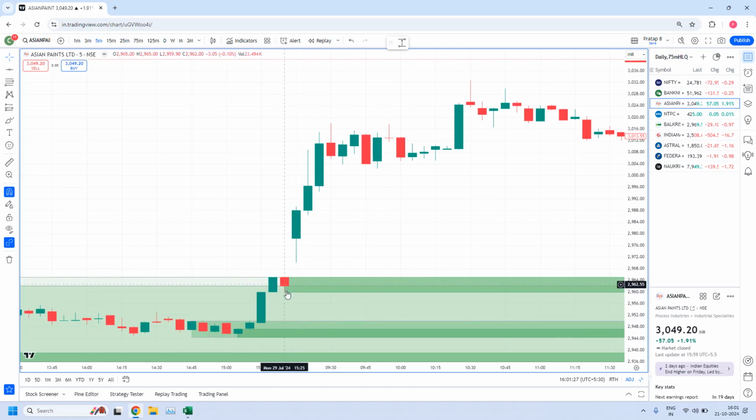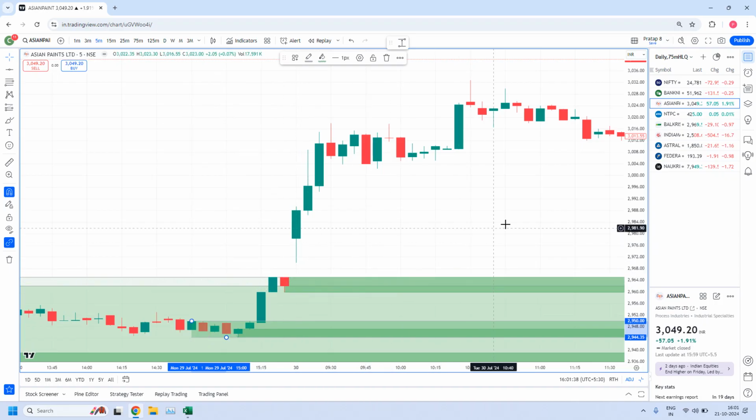Why have I drawn this? This is not a fine-tuned 5 minute zone, because the 15 minute zone is here. This is our 15 minutes fine-tuned zone. This is the 75 minute zone. But this is not inside the 15 minutes. So it is an aggressive trade setup.